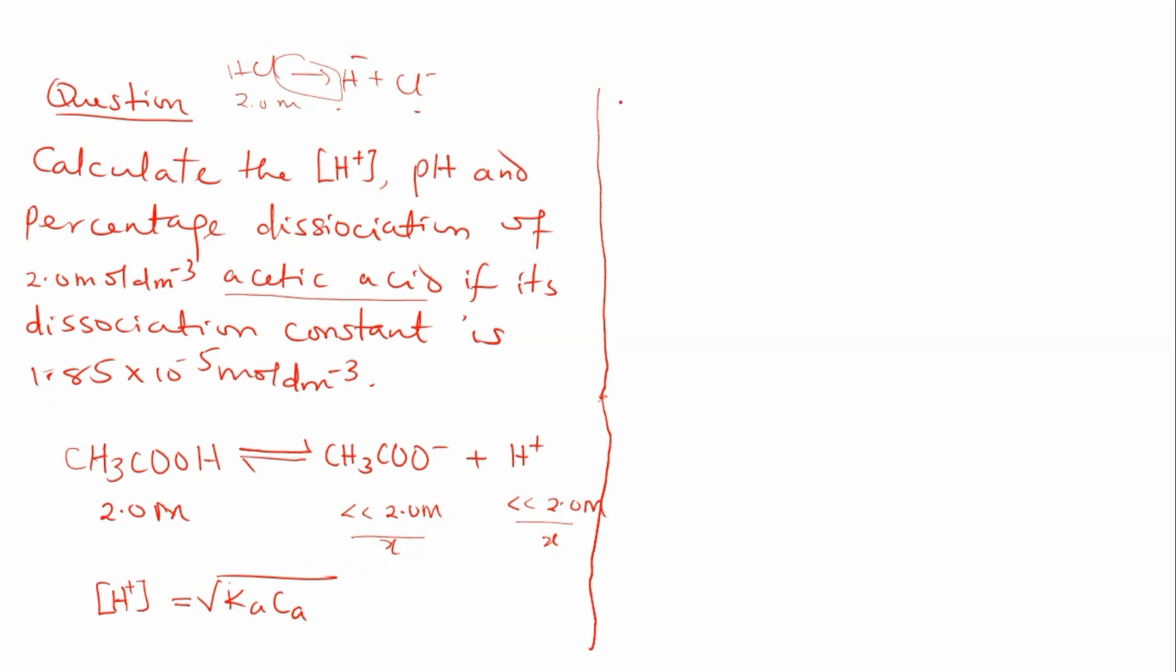So we want to calculate the concentration now. It's going to give us the square root of the acid dissociation constant, which is 1.85 times 10 raised to the power of minus 5, multiplied by the concentration of the acid. From the question, we can see that it is 2.0 mole per dm cube, all right? And that is going to give us what?